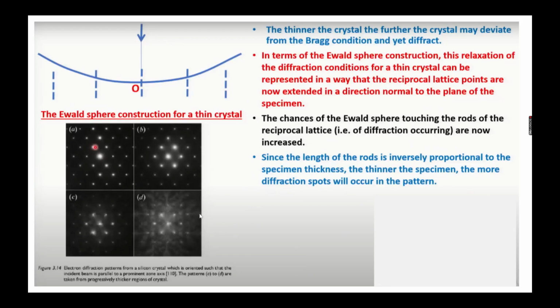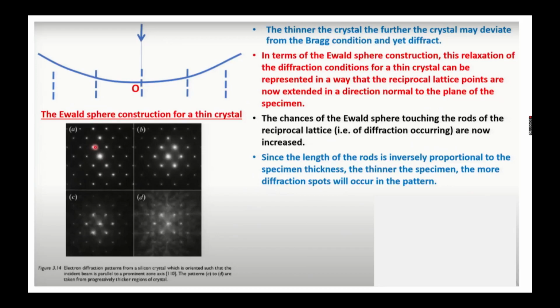Okay, so here, as I said, for diffraction to happen, the Ewald sphere should touch the reciprocal lattice. When your material is thin, and the thinner the crystal, the further the crystal may deviate from the Bragg condition, that will still lead to the diffraction.